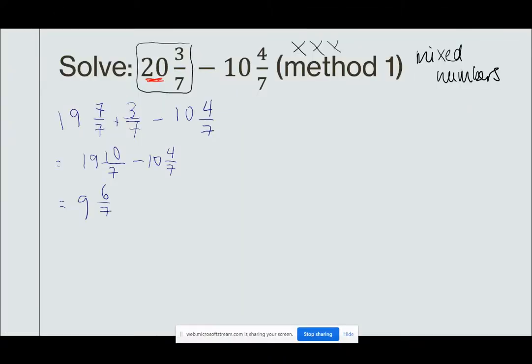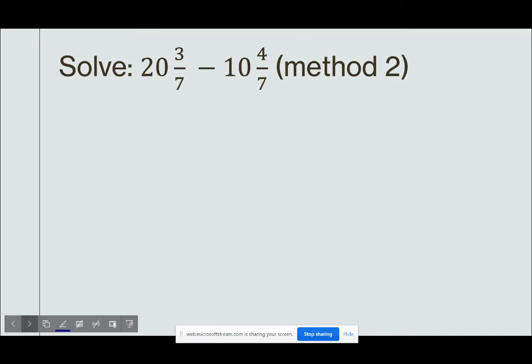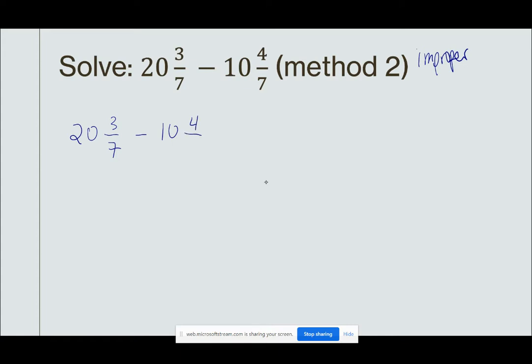There we go. Okay, so let's try method 2. Method 2 is improper fractions. Let's convert to improper fractions. Okay, so we have 23 over 7 minus 10, 4 over 7.